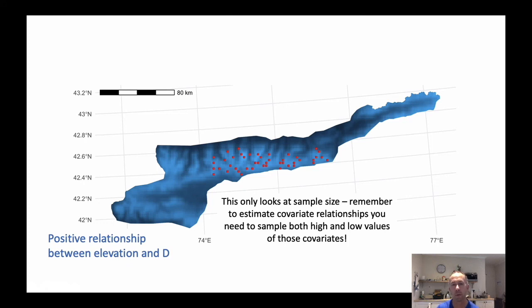Here we have to be really careful. This design only tries to optimize sample size, so it tries to find the positions of cameras that give us the most unique animals and recaptures. However, if we're going to model density as a function of covariates, we know from the previous videos that we need to cover a range of covariate values. So we need to have both high elevation and low elevation sites. Here that's not the case because all of the cameras have been placed in high elevation sites. So we'd need to augment this design by placing some of the cameras in low elevation areas. However, it's a useful starting point for those kinds of discussions.